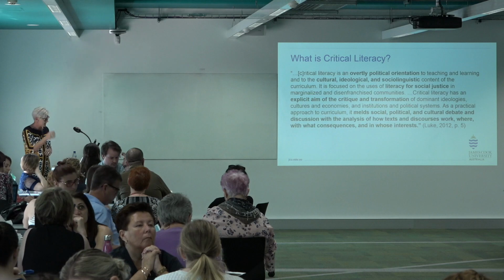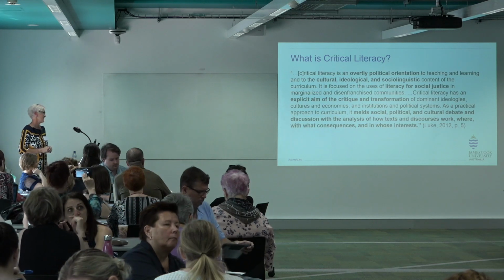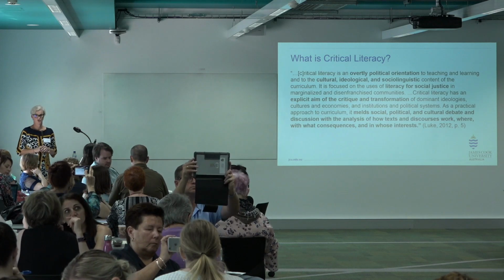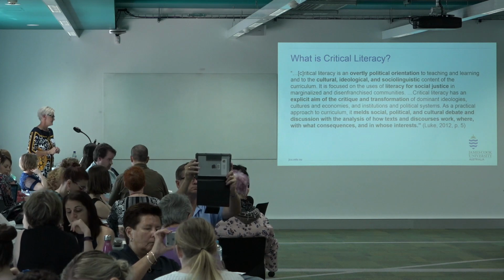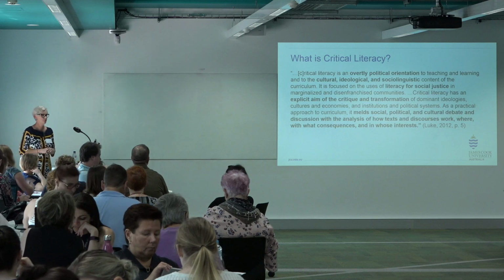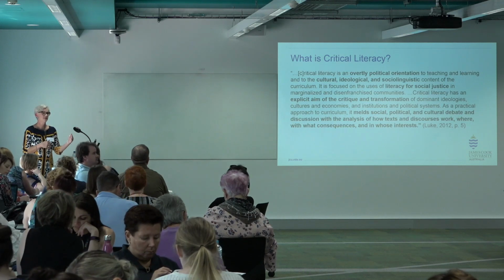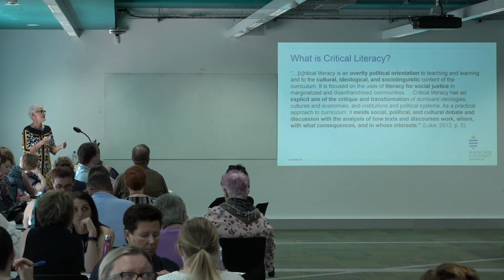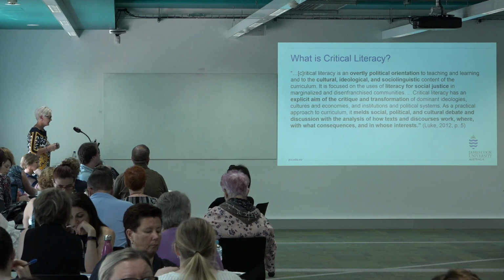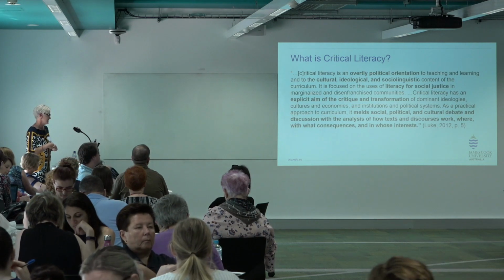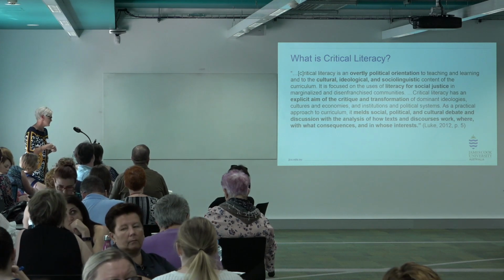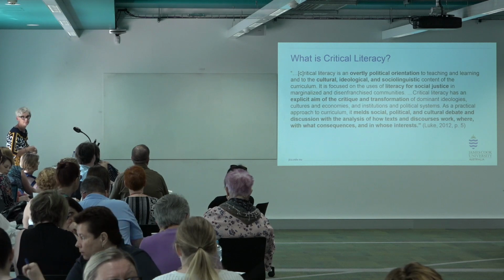Importantly, critical literacy is overtly political in its orientation. It is focused on the uses of literacy for social justice, and it is about aiming to critique and transform the worlds in which we live. And not only that, but in terms of engaging with the curriculum, transforming text, I would suggest. Okay, so it melds social, political and cultural debate and discussions with the analysis of how texts and discourses work, where, with what consequences, and in whose interests.